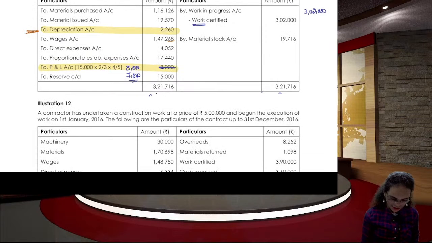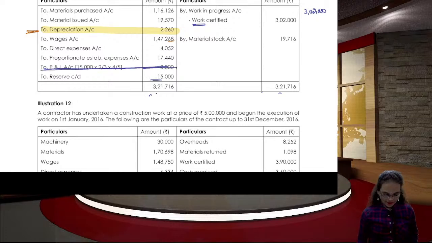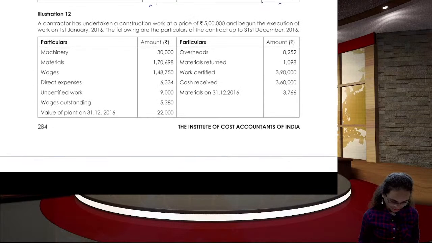So that one you check. Directly you can write 15,000 rupees to the reserve. No need to write this one. Right. Next question.